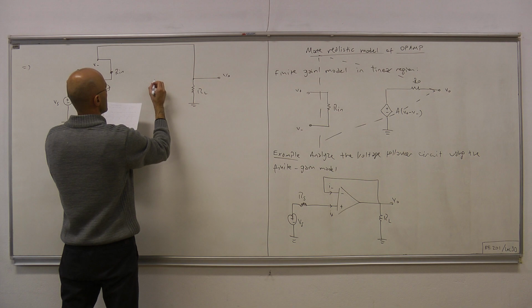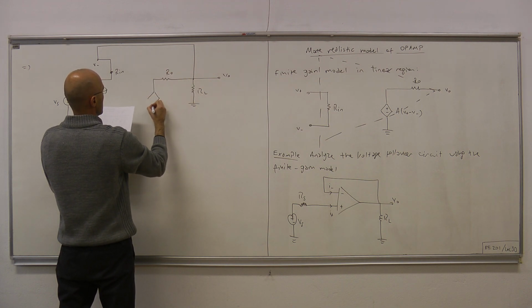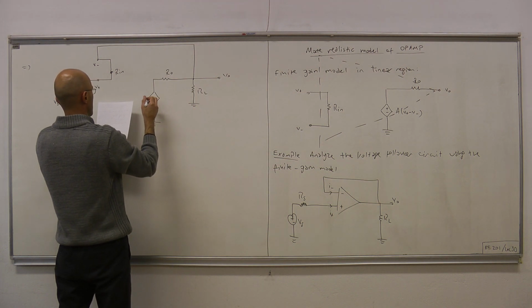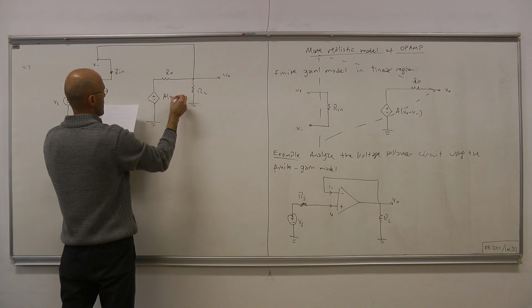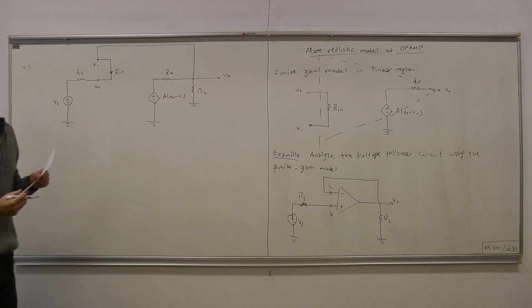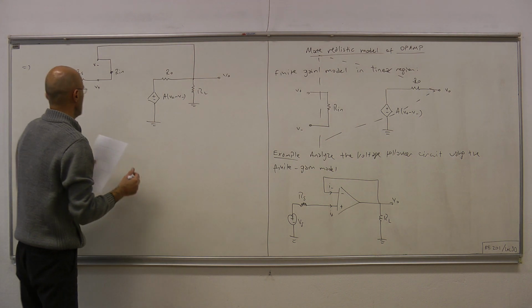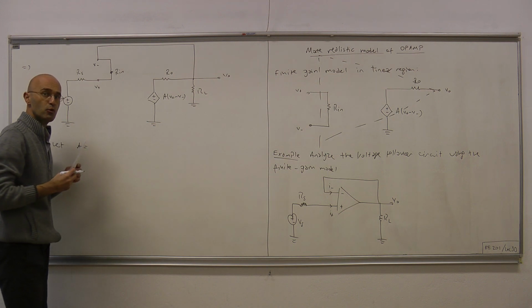This is V out. And here we have A times (V plus minus V minus). Okay. Now let's work with the following parameter values.